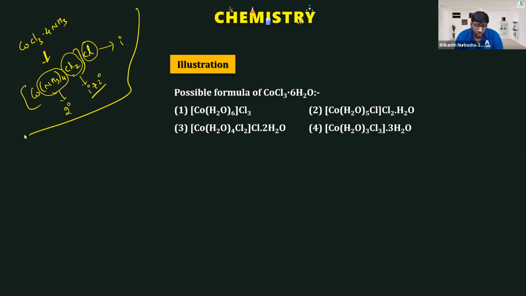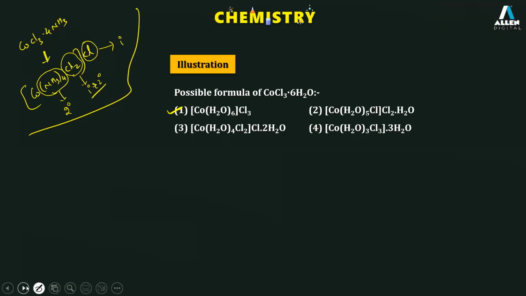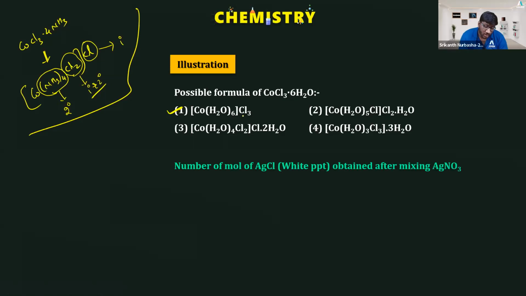Now, possible formula of CoCl3.6H2O, not 6NH3. Possible first formula: CoCl3.6H2O is [Co(H2O)6]Cl3. Yes or no? If this compound dissociates, how many moles of AgCl will be obtained? That is the question I'm asking you. 3 moles. Because this complex, if it dissociates, is giving 3 chloride ions.